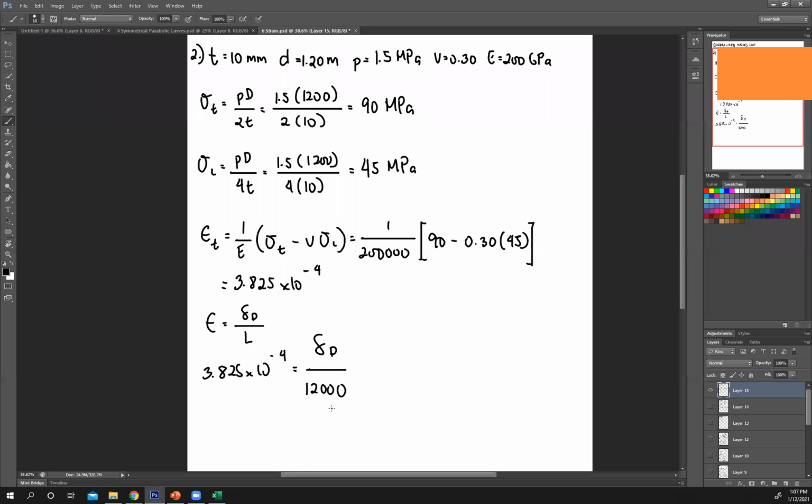Convert that to millimeters, 1,200. So therefore, what's your change in diameter? Correct, 0.459 or 0.46 millimeters.